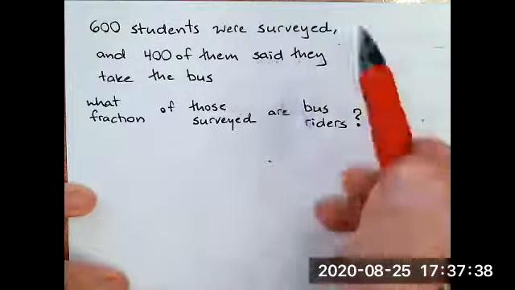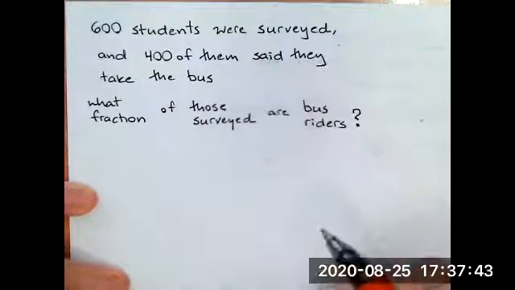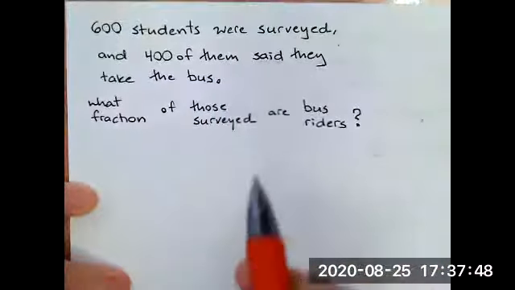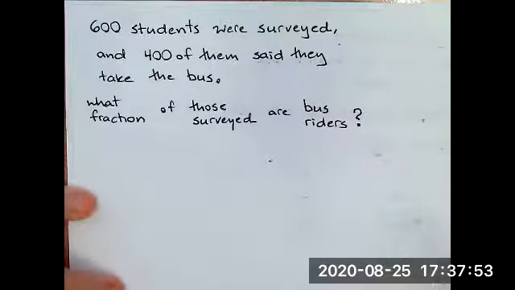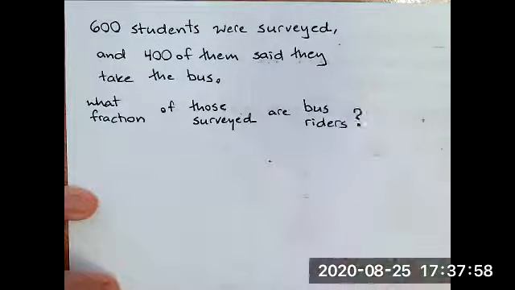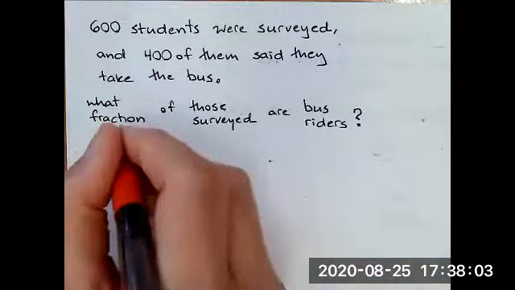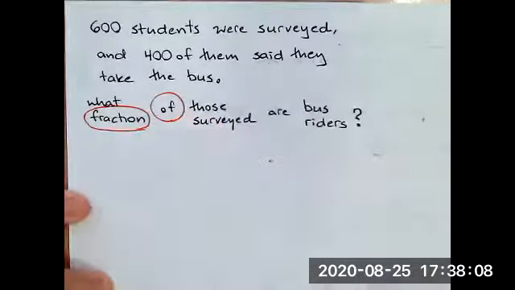All right, 600 students were surveyed, and 400 of them said they take the bus to school. And the question is, what fraction of those surveyed are bus riders? And this is a translation problem. Can you guess which sentence will translate? If you thought the second one, you would be correct because it's the one that has fraction of in it. So this would be a good time to hit the pause button and try that problem on your own.